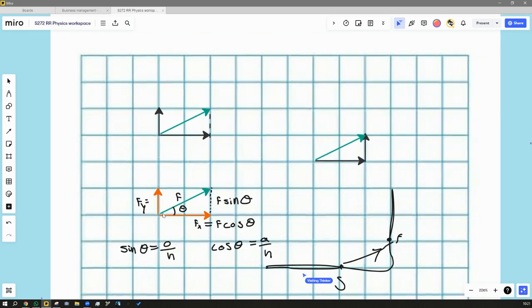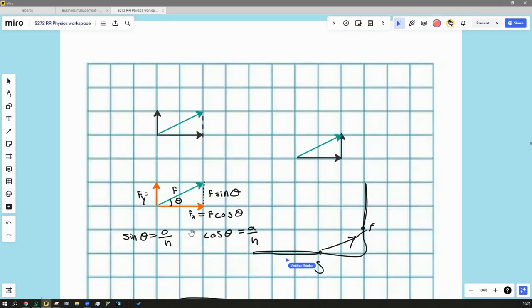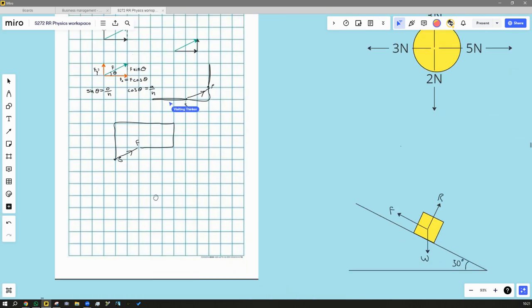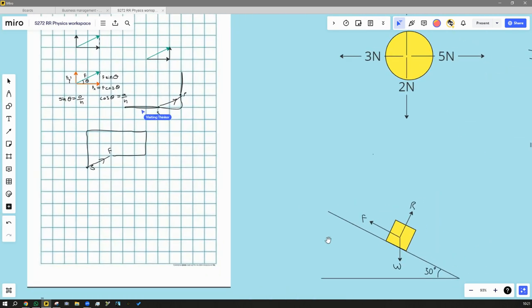Yeah. So this is how you would get horizontal and vertical components of a force, and this is what we mean by resolving forces, resolving into components, horizontal and vertical components. Now, actually, you don't need to resolve into just the horizontal and vertical components. You can resolve into any perpendicular components.